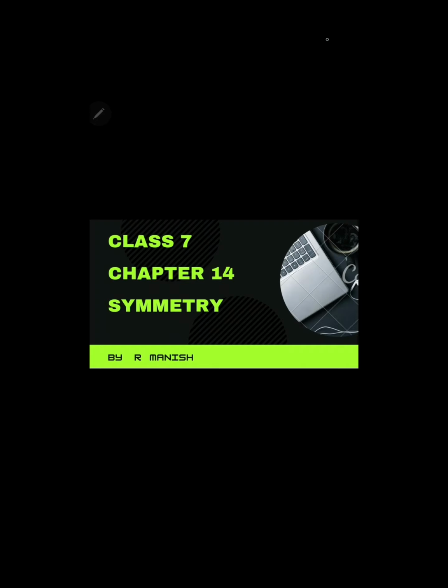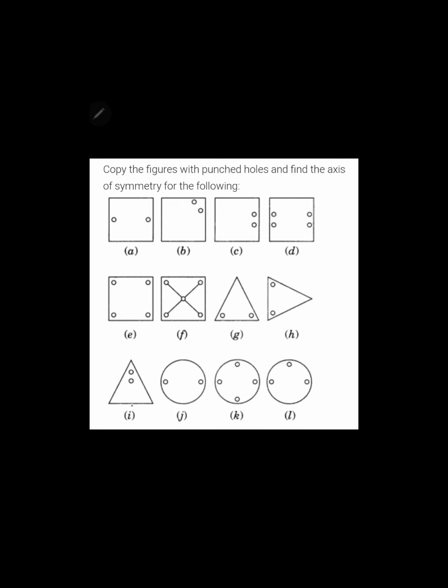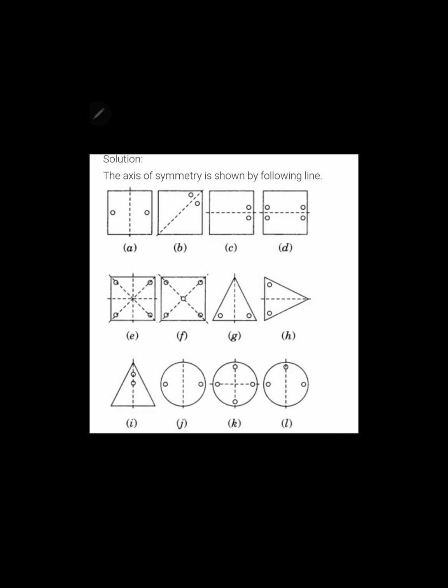Now come to the next figure. In this figure, you have to draw a line like this so that when you fold the paper, these two punch holes coincide together. Now the third figure, you have to draw a line of symmetry like this. Then the fourth figure, you have to draw like this. Fifth figure, you can draw. Okay, answer for question number 1. This is the first answer. You have to draw the dotted line like this. So this is the axis of symmetry.